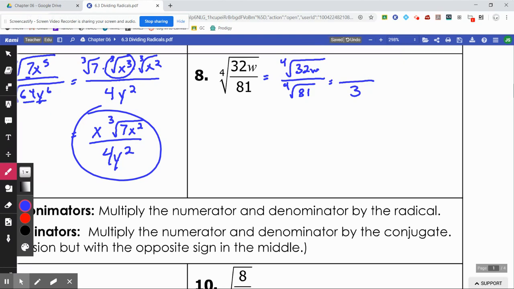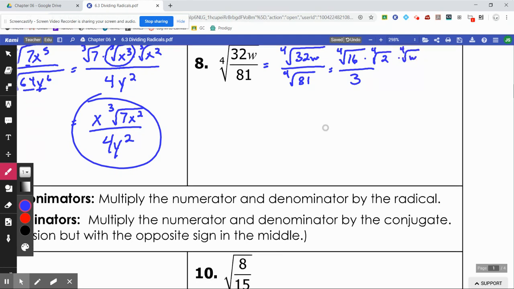Now the 4th root of 32 on top, let's split that into, I know the 4th root of 16, so we'll split it into the 4th root of 16 times 2, and the w, I don't know it, so let's leave it. So on top, I now have the 4th root of 16, which is a 2. The other 2 4th roots I don't know, so put them back under a single radical and then leave the 3 on bottom, and that's all.